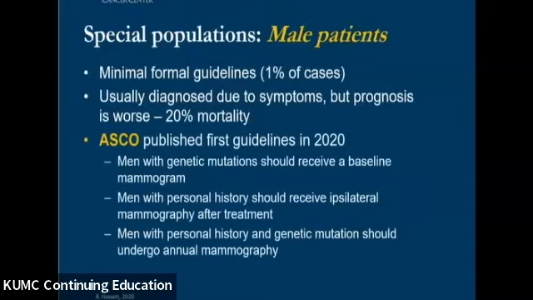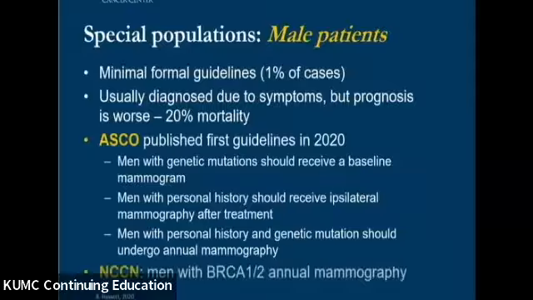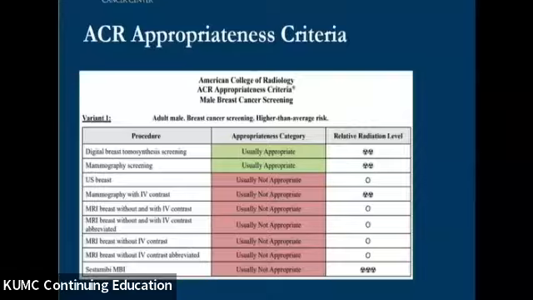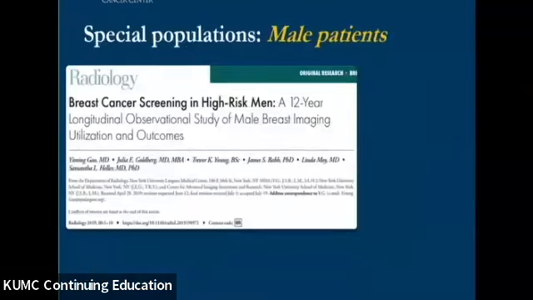The American Society of Clinical Oncology first published guidelines just pretty recently in 2020. So this includes men with a genetic mutation should receive a baseline mammogram. Those with a personal history should receive ipsilateral mammography. And men with a personal history and a genetic mutation should undergo annual mammography. And then after that, the NCCN came out and said that men with a BRCA1 or 2 mutation should undergo annual mammography. The ACR appropriateness criteria now agrees with that, saying that digital breast tomosynthesis screening is usually appropriate in men that are higher than average risk.